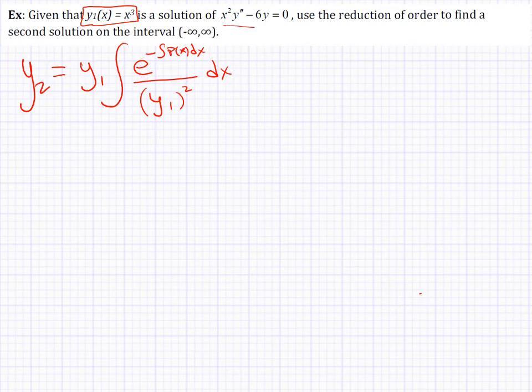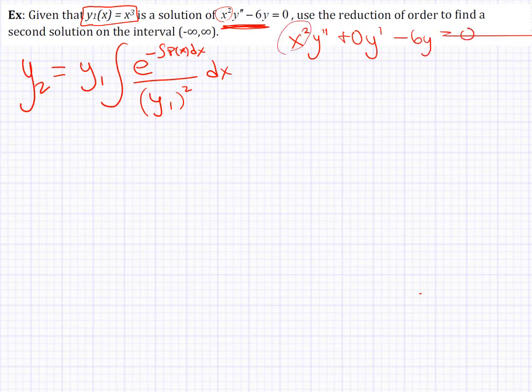Now, p of x has to come from this being in standard form. Notice there's no y prime again. Now, it's not in standard form because I got an x squared here, but still, if I rewrote this as x squared y double prime plus 0 times y prime minus 6y equals 0, and I divide everything through by x squared here and here, this is still going to be 0 over x squared, which is still going to be 0. So p of x in this case is still 0 again, and y1 is x cubed.